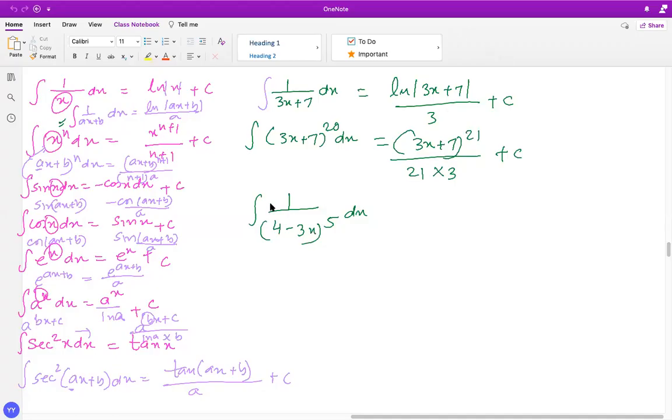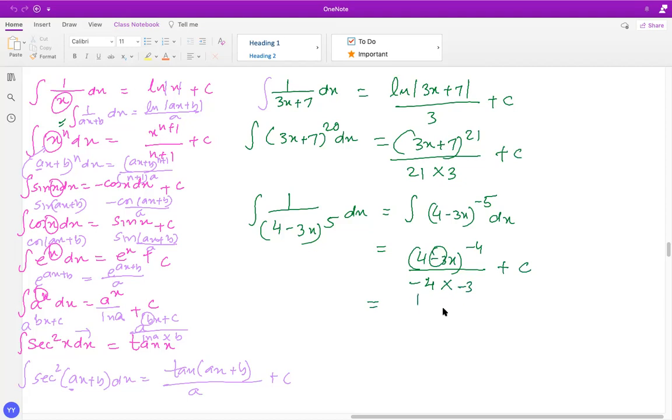When you're integrating this third one, what you have to do is first convert this into (4 minus 3x) to the power negative 5 format, and then you apply the integral. So it'll be (4 minus 3x) to the power negative 4, and times the coefficient of x, which is negative 3, plus c. If you wish to write this down, it can be written as (4 minus 3x) to the power 4 and 12 times that plus c. So this is the integral of this part. These are the kind of integrals on the power and the 1 over x function.